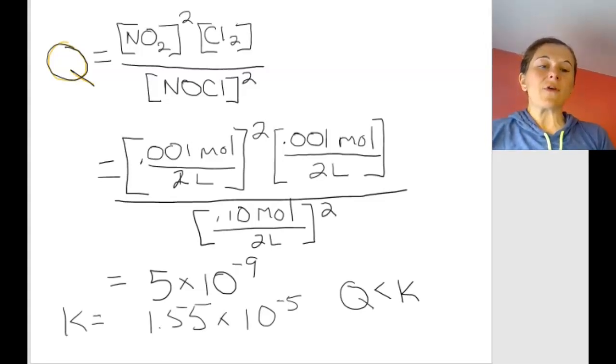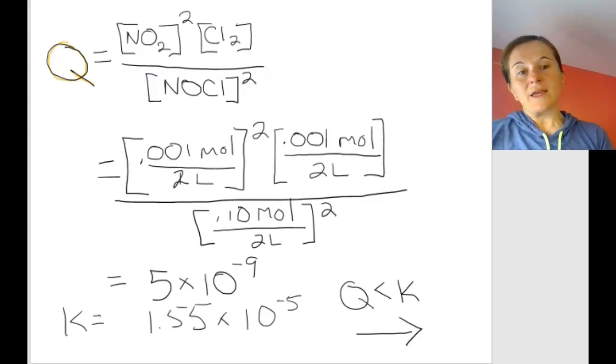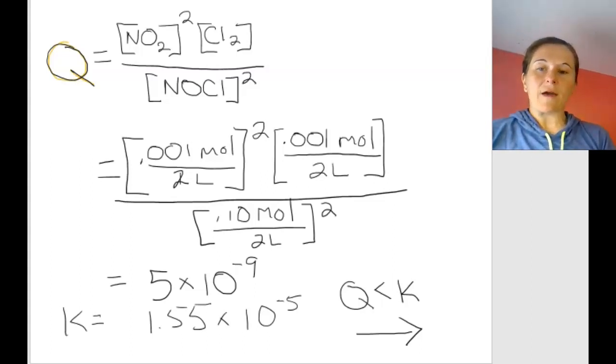Excuse me. So if our initial, where we are right now in time, is smaller than K, we need to keep moving forward, right? And make some more product. There's not enough product, so we're going to keep moving forward. If Q were bigger than K, we would have made enough product and we could go back. All right. Sound good? Cool.